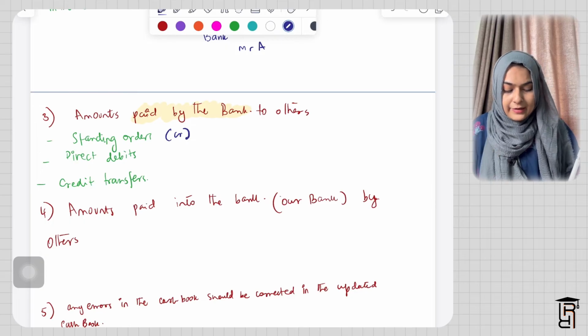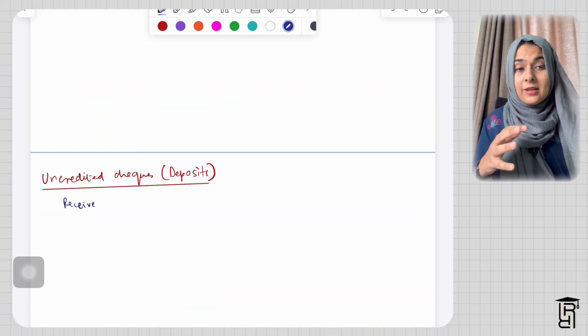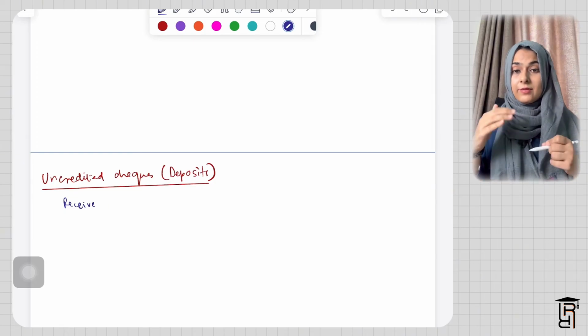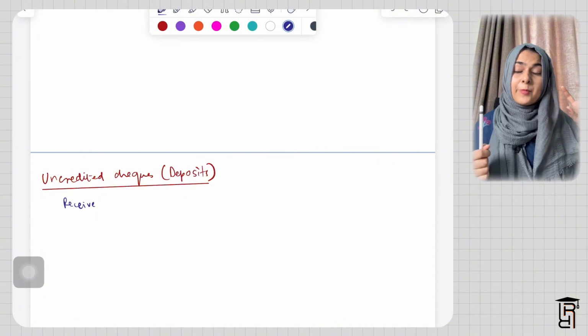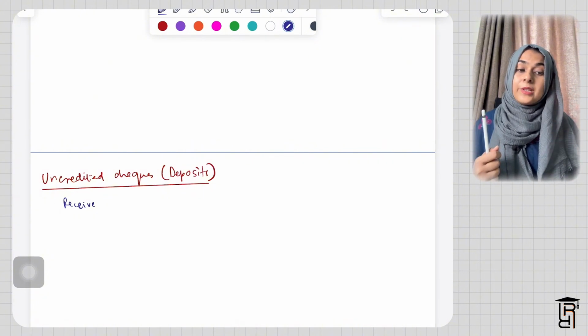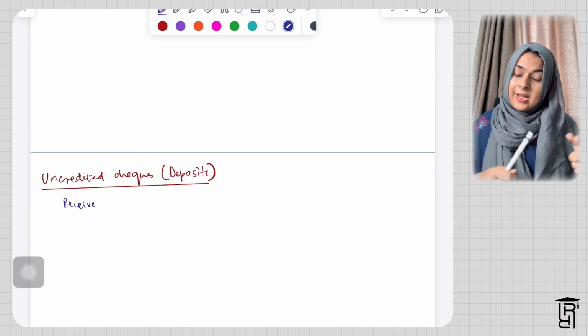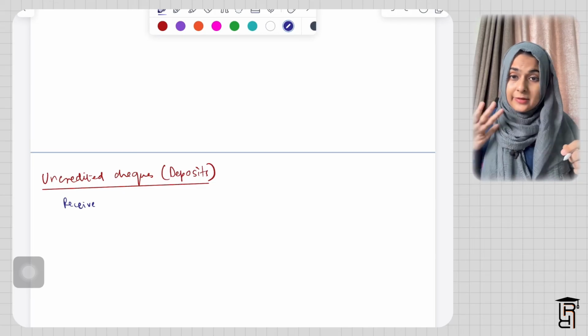So we receive uncredited. Why do we call them uncredited? Uncredited because whenever we are receiving money, from the perspective of the bank, the bank is supposed to credit our account, but uncredited means my account has not been credited by these checks.